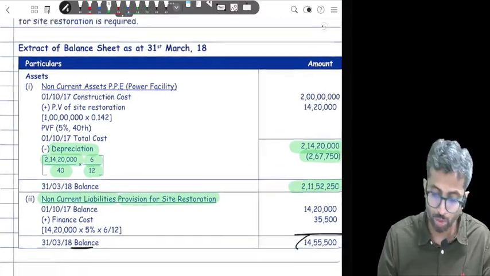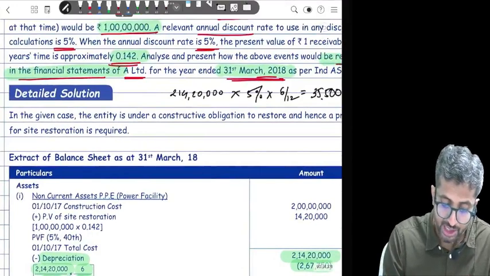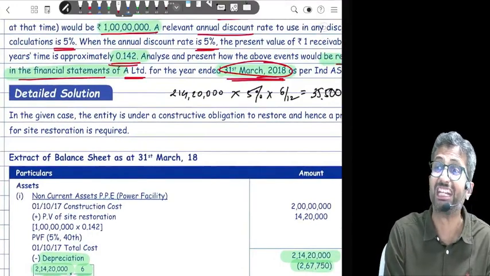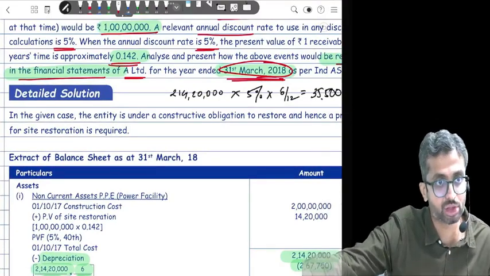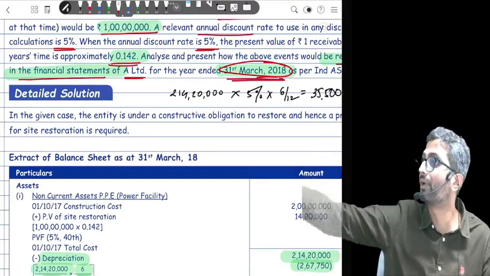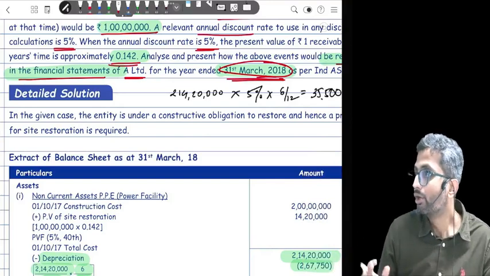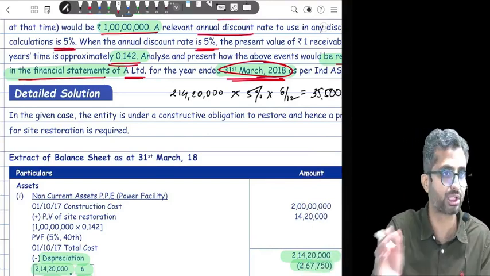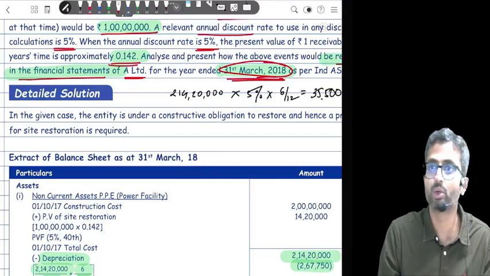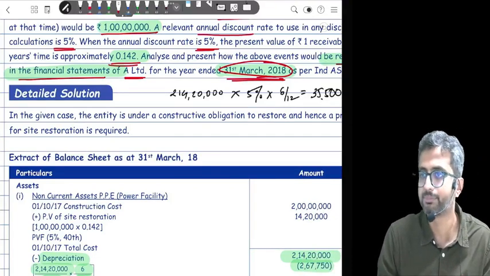In the exam, you have to be very careful about this date. Sometimes this might be 31st March 19, in which case a further 1 year of depreciation and a further 1 year of unwinding will come. Usually we skip through that and quickly do the working and proceed. Be very careful where the Institute is asking you. Are we clear with this?